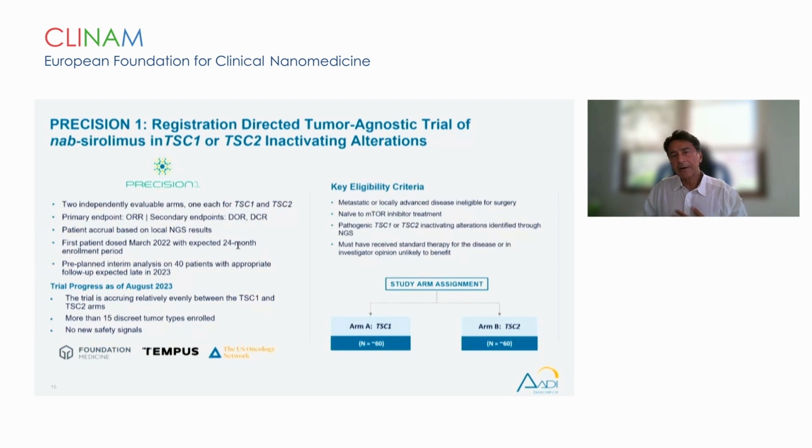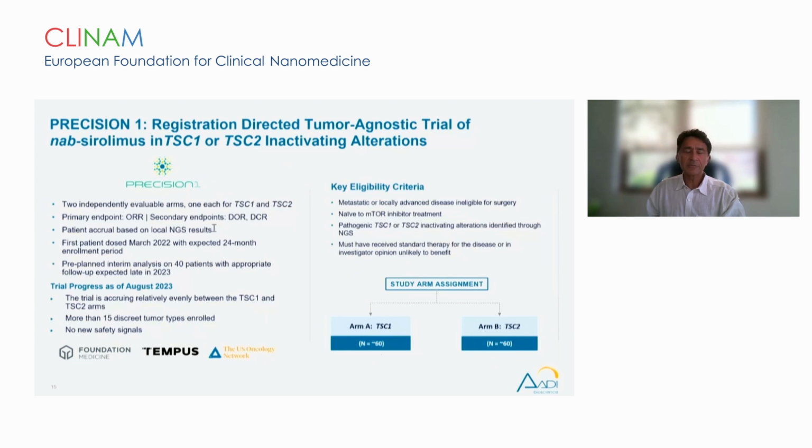So this is a design of the ongoing registration trial, which is a tumor agnostic trial for patients with TSC1 and TSC2 inactivating mutations or alterations. The trial is called Precision 1. It has 2 arms. Arm A is TSC1 patients, and there's about 60 patients for that. And then arm B is TSC2 patients, and another 60 patients for that. Again, the endpoint here for potential approval is response rate.